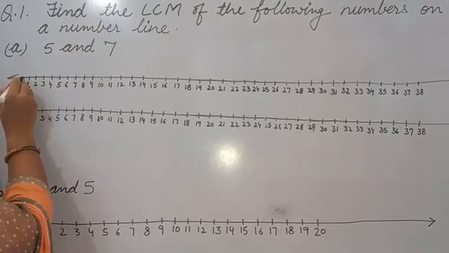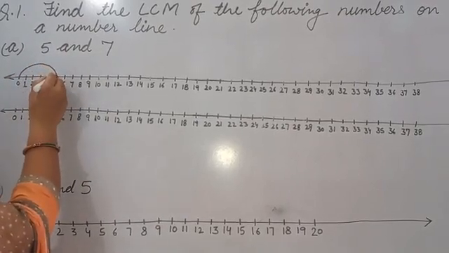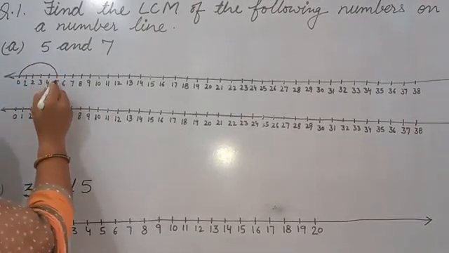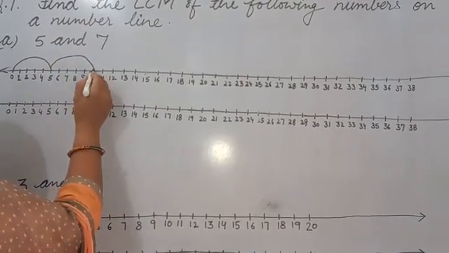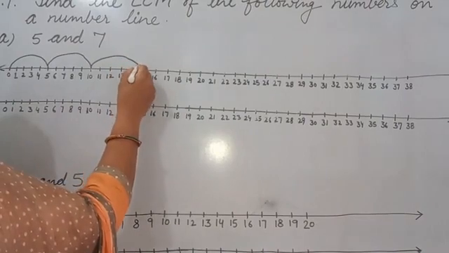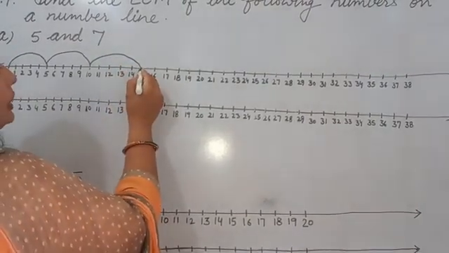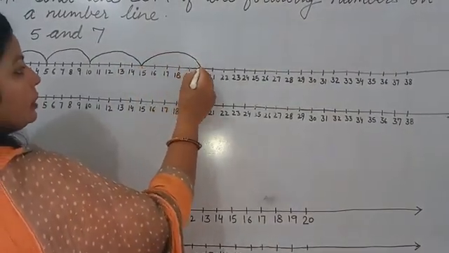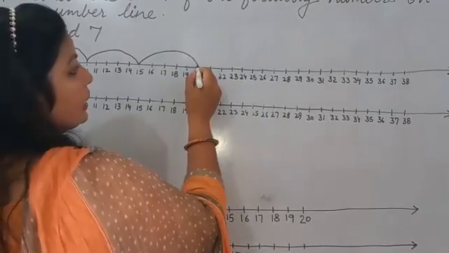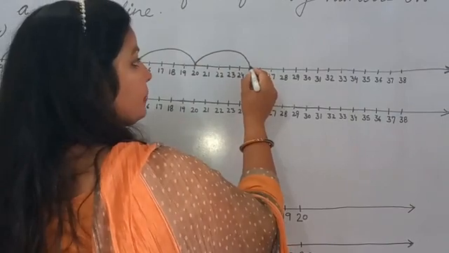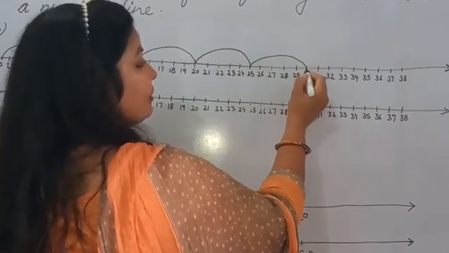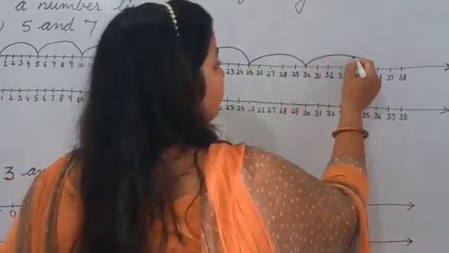So 0 to 5. First of all we will take 5. Then 5 ones are 5, 5 2s are 10. So 5 to 10. Then 5 3s are 15. Then 5 4s are 20. Then 5 5s are 25. Then 5 6s are 30. Then 5 7s are 35.